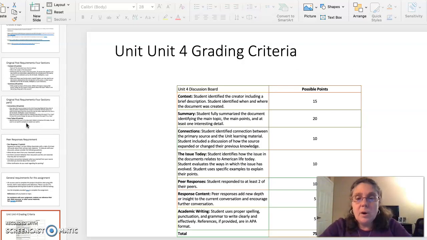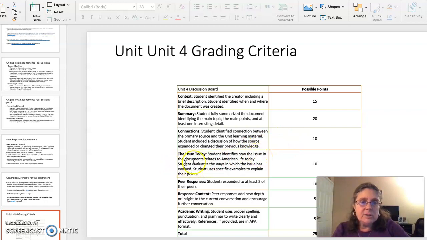Okay. So this is the Unit 4 grading criteria sheet that I'll be using to grade your Unit 4 DB. So context: student identified the creator, including a brief description. Student identified when and where the document was created. My comments, how many points out of 15? Summary: student fully summarized the document, identifying the main topic, the main points, and at least one interesting detail. My comments, how many points out of 20? Connection: student identified connection between the primary source and e-learning material. Student included a discussion of how the source expanded or changed their previous knowledge. How does reading this source help you better understand the Unit 4 learning materials and in particular in Telepath? My comments, how many points out of 10?